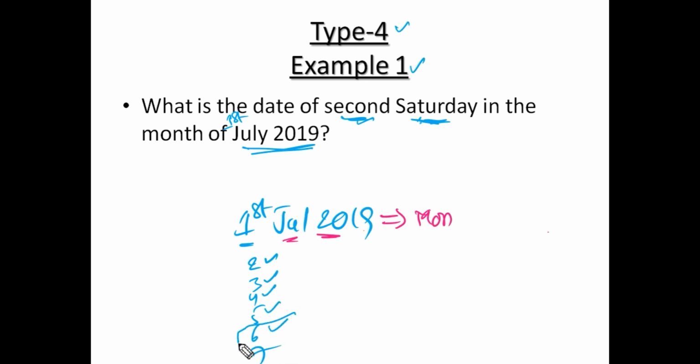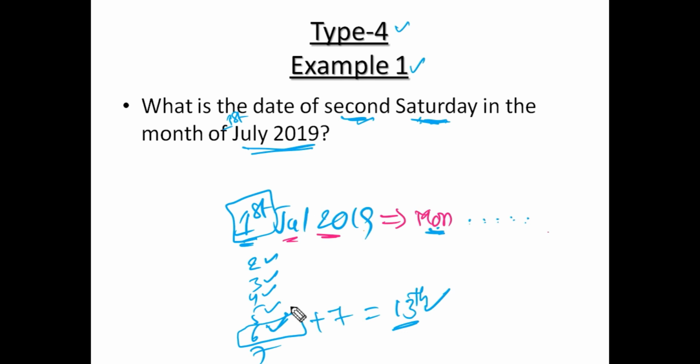So what is the first Saturday? The first Saturday is on the 6th. The next Saturday will be the 13th. Second Saturday is on which date? 13th. Instead of doing this procedure, we can do this: this is Monday, we need a Saturday. Monday, Tuesday, Wednesday, Thursday, Friday, Saturday: plus 1, 2, 3, 4, 5. Directly plus 5 for the first, so 1 plus 5 is the 6th. The 6th is the first Saturday. Second Saturday plus 7.